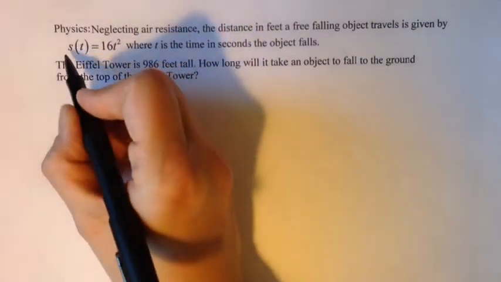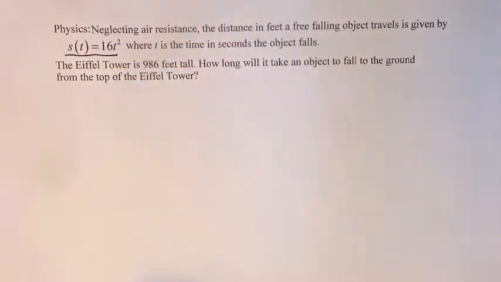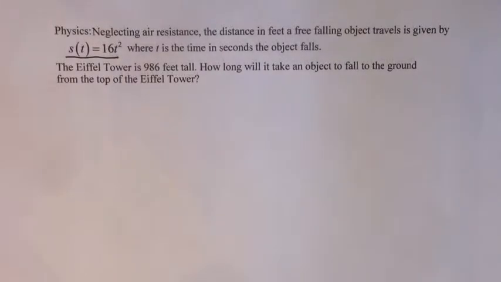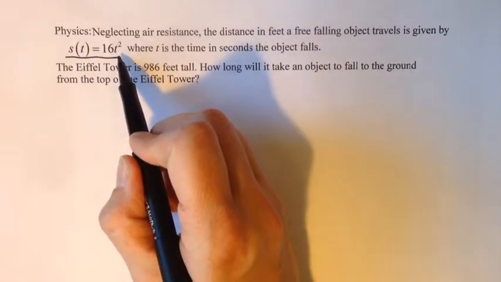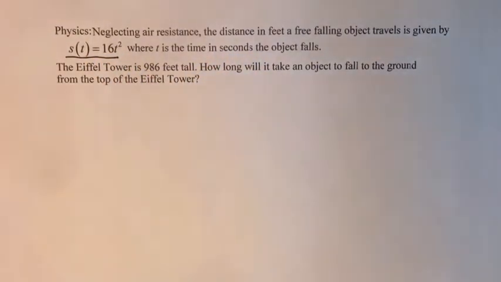Our next example comes from physics. Neglecting air resistance, the distance in feet that a free-falling object travels is always given by this equation. Turns out the only thing that matters is how long it's been falling, which I think is really kind of neat that the mass of the object doesn't matter. All that matters is how long it's been falling, and that's our t squared. The Eiffel Tower is 986 feet tall. Let's figure out how long it will take an object to fall all that way from the top of the Eiffel Tower to the ground.